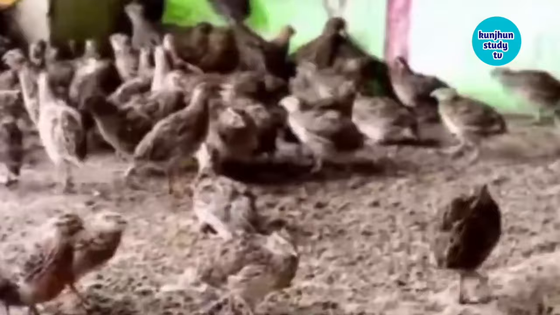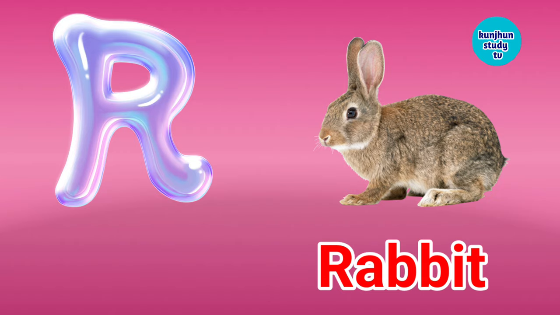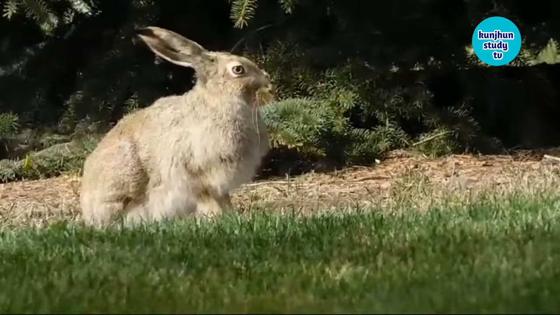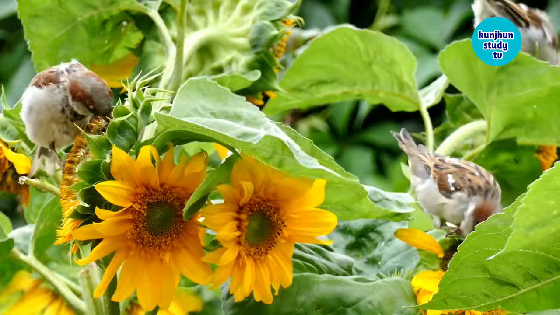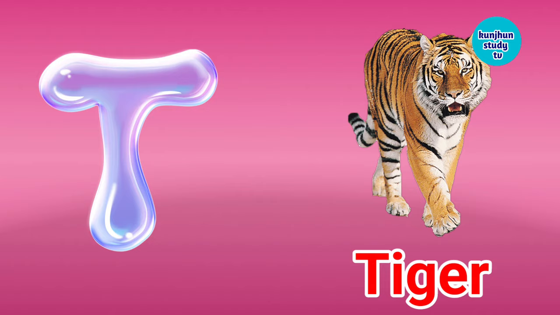Q. Q for quail. Quail means butter. R. R for rabbit. Rabbit means khargosh. S for sparrow. Sparrow means goraya. T. T for tiger. Tiger means cheetah.